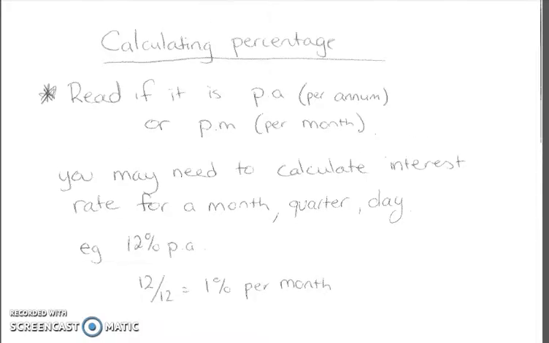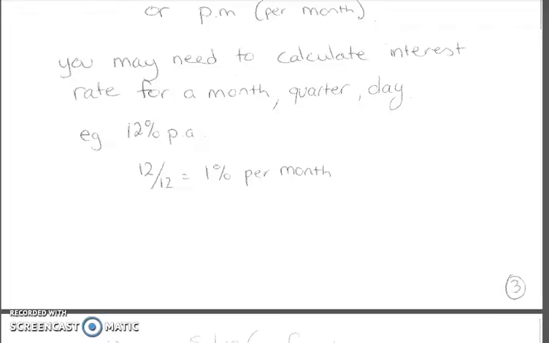Now, make sure you read the question. If it's asking per annum, so PA, or it's asking per month, you may need to calculate your interest rate for a month, quarter, day, etc. So read the question. The formula that they've given in the question may be talking about months, but the actual question that they're asking you to answer might talk about the yearly percentage rate. So just be very, very careful, or it might go backwards the other way. So if it's 12% per annum, there's 12 months, so it's 1% per month. So you may potentially have to use the 1% in your question.